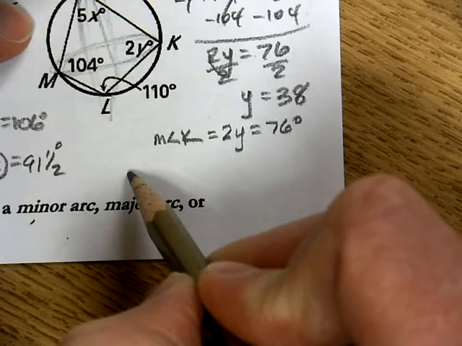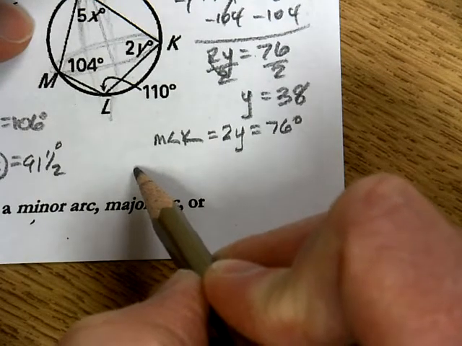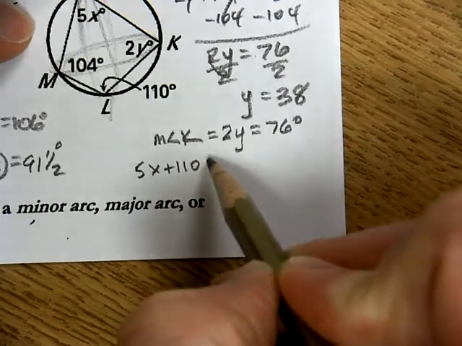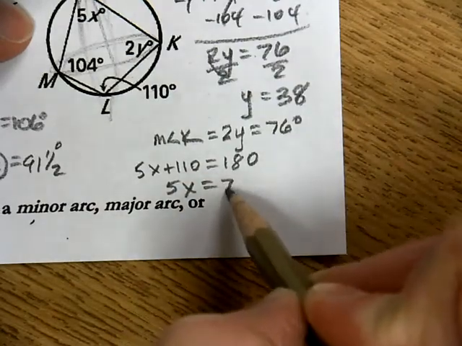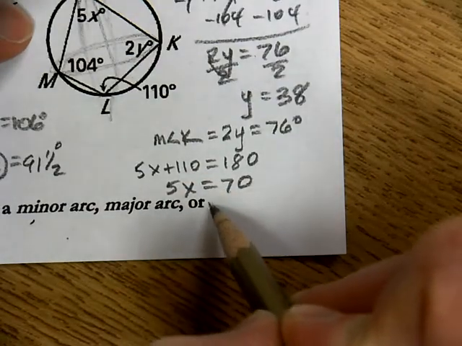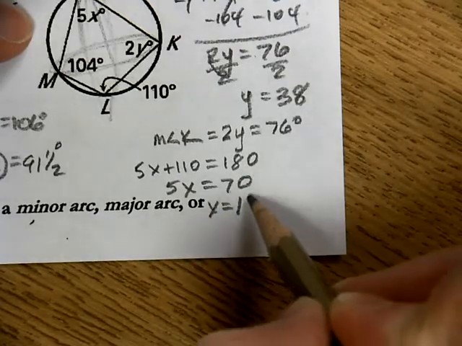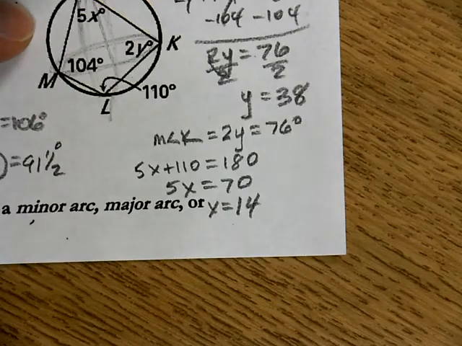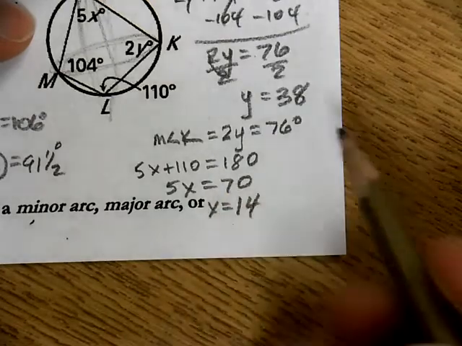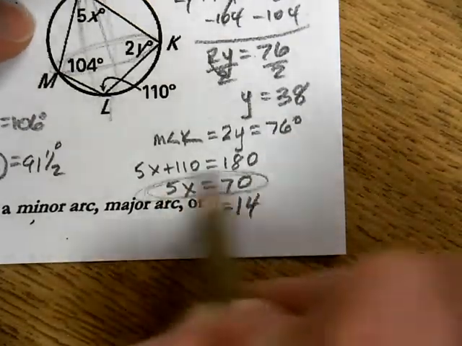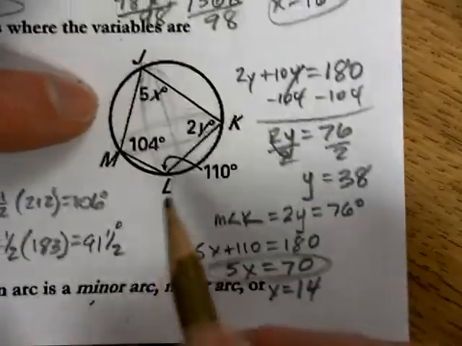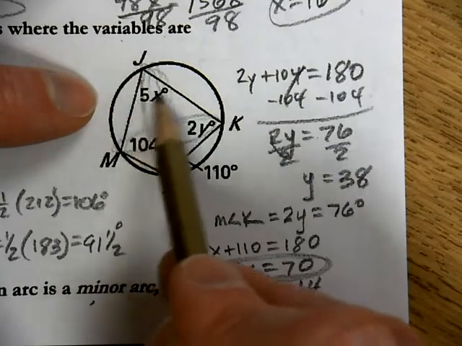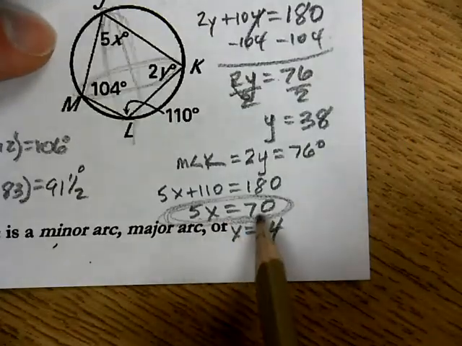So 5x plus 110 equals 180. When we subtract the 110 over, we'll get 70. And when we divide by 5, 5 goes into 7 once, so a total of 14. But we want 5 times that amount. And we have 5 times that amount. So 5 times that amount is 70. Find the value of the angle. The angle J is 5 times x. So that's 5 times x is 70.